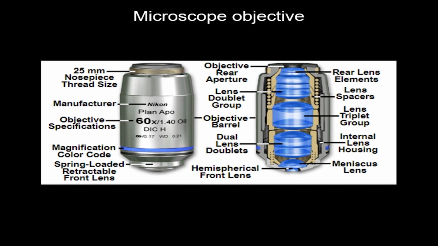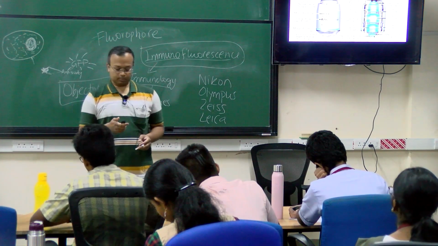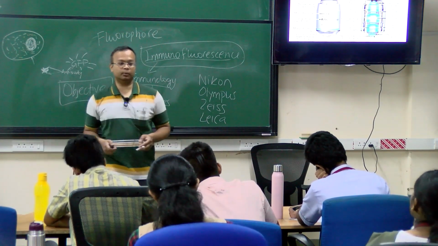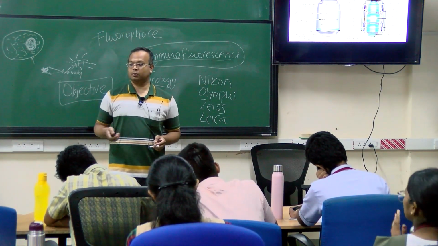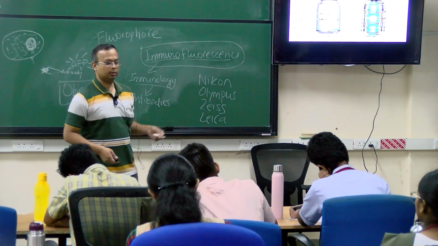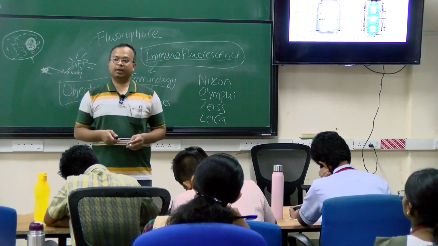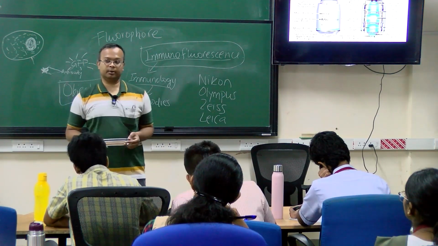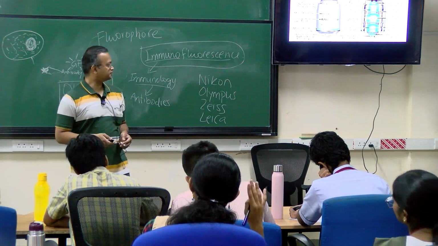There are 4 major microscope companies in the world. You can note them down: Nikon, Olympus, Zeiss, and Leica. These are the 4 major microscope companies in the world, just like how you have Google, Facebook, Apple, and all. These 4 together make almost 99% of all the microscopes in the world.